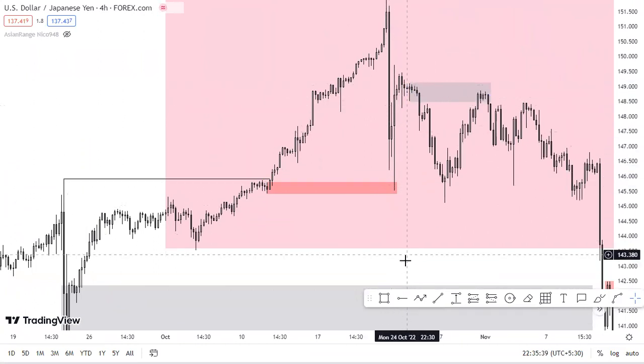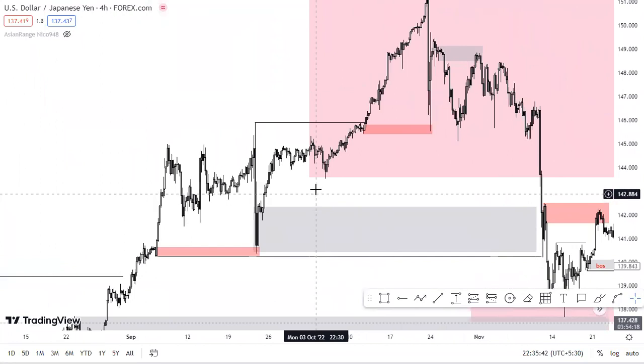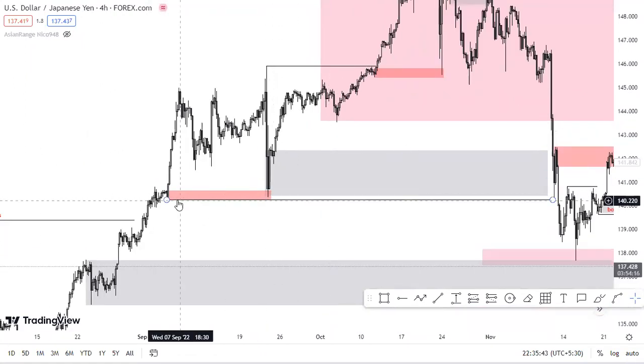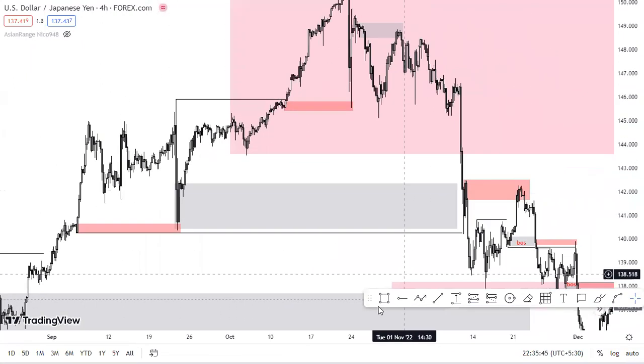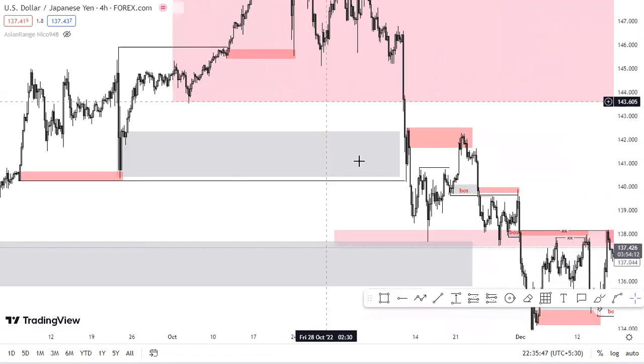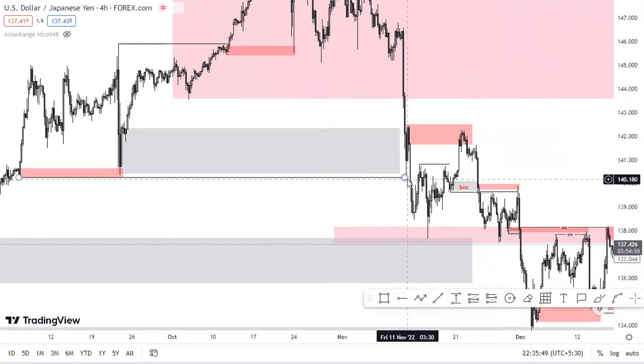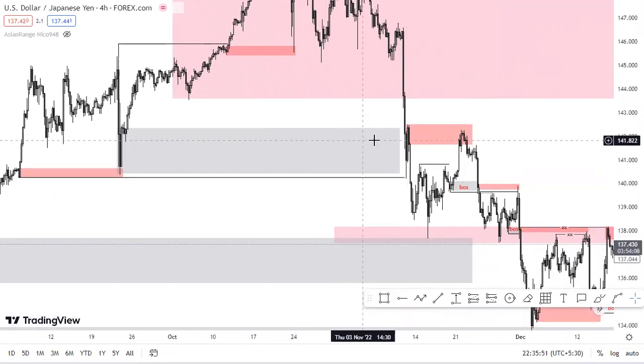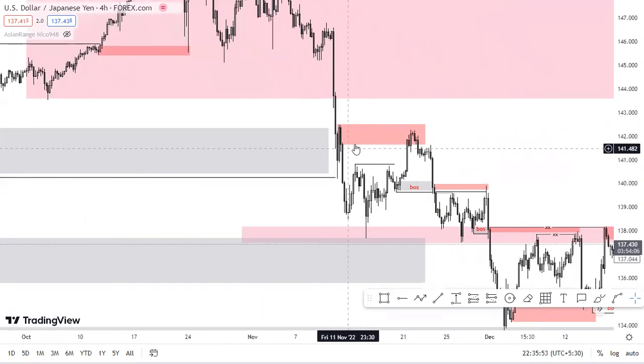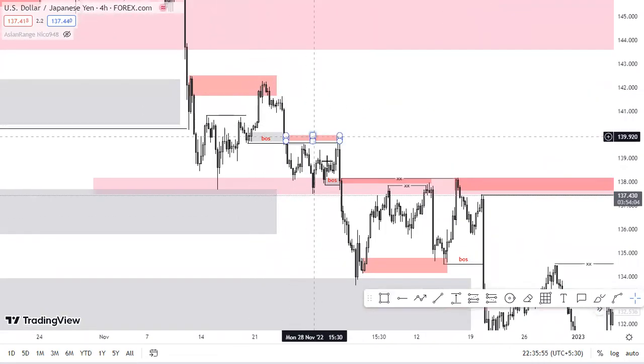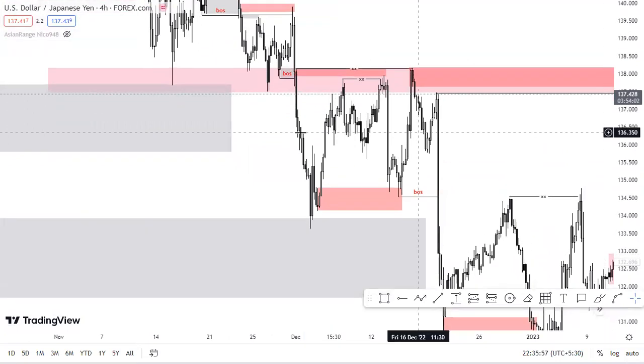This failed, but look at here. We know this demand was already done, and it needs to be liquidated in the future. Price just came, tagged this and took out this demand area. Due to this demand failure, this supply holds the price and takes the price lower, lower, lower. And look at here.